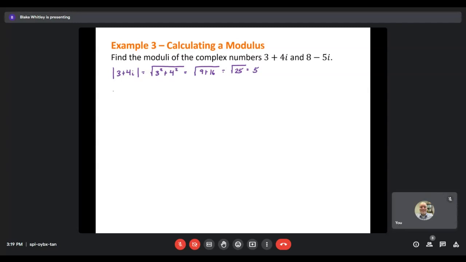Okay. Now we'll do the modulus of 8 minus 5i. Again, the formula: square root. a squared is going to give us 8 squared plus, and then our b value this time is negative 5, so we get negative 5 squared. Squaring each of those, 8 squared is 64, 5 squared is 25, and if I add those together, 64 plus 25 is 89. Now, the square root of 89 is not a perfect square. Also, no perfect squares go into 89, and so the square root of 89 is as simple as that answer is going to get.